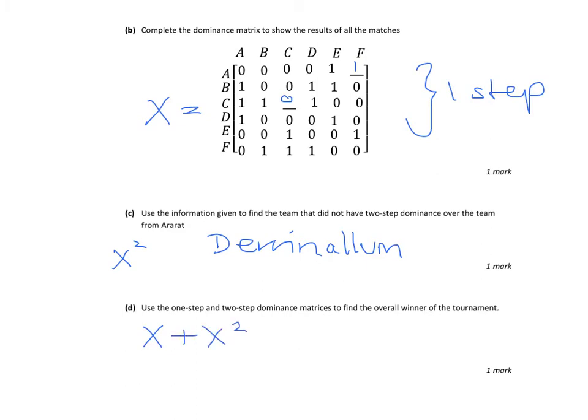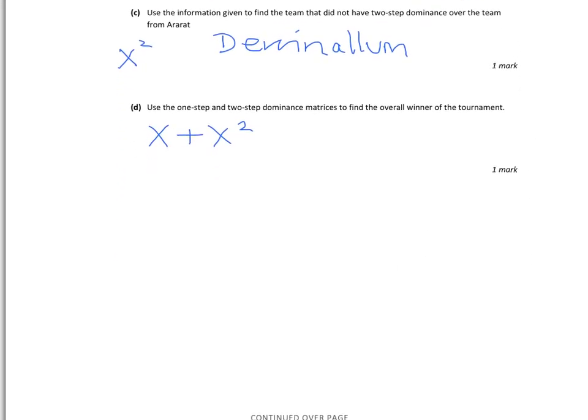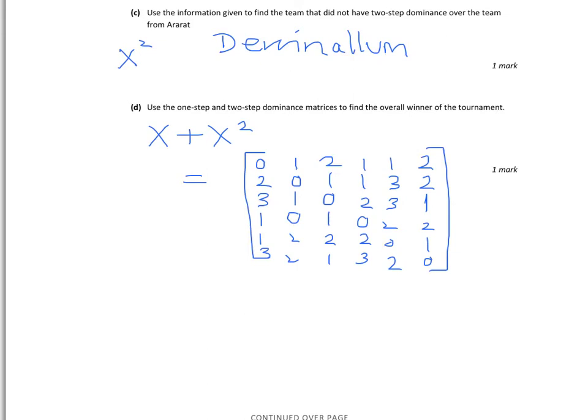And so if we were to do that on our calculator, we would find our 1 and 2-step dominance matrices. When we work that out, we end up with a big matrix like this. And so from this combined 1 and 2-step dominance matrix, to work out the overall dominance, we're going to add the values in each row. So that means to work out the dominance of Ararat, I'm going to add these values together. And for Ballarat, and so on. So working out the values across the rows there.